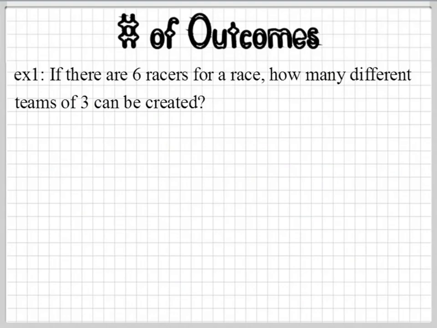Well, let's think about this. So now we have 6 racers, and so we're going to write A, B, C, D, E, F. So there's my 6 racers: 1, 2, 3, 4, 5, 6. All right, let's make one team.